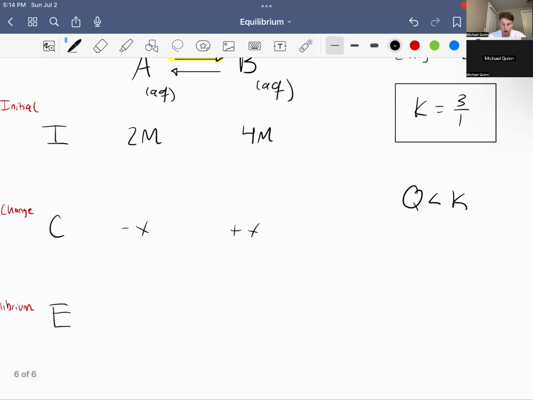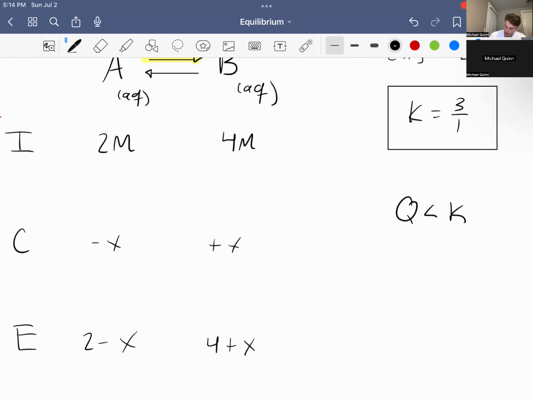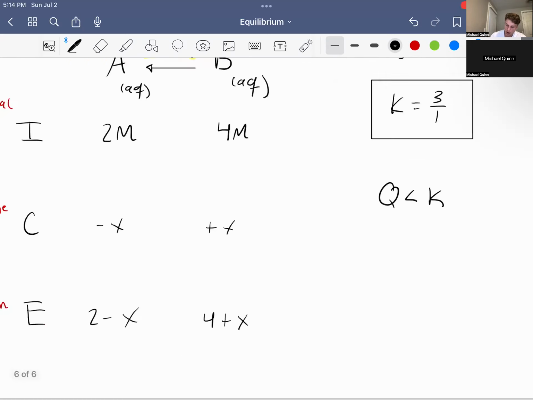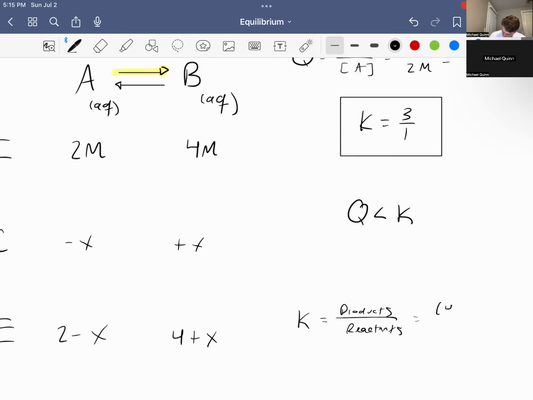So what does that mean for our equilibrium concentration of both A and B? This will be 2 minus x. This will be 4 plus x. So what we can do is plug that in and solve for what x is going to be. We know that K is equal to products over reactants. Well, our products here, the B concentration, is going to be equal to 4 plus x, and our reactants concentration is going to be equal to 2 minus x. And what is this equal to? Well, we know from before that K is going to be equal to 3.